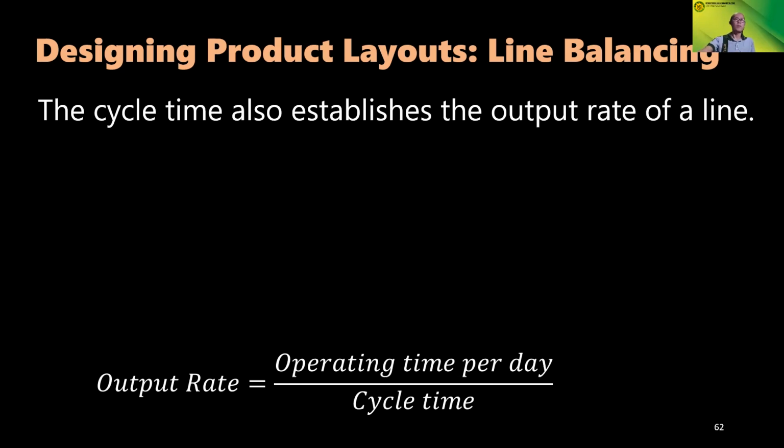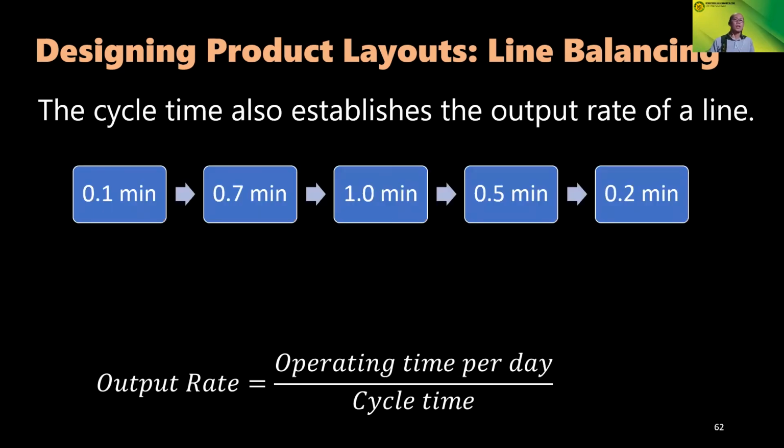Let's expand our example. Suppose that the work required to fabricate a certain product can be divided up into 5 elemental tasks with task times and precedence relationship in the following diagram. So for instance, task 1 has 1 minute, task 2 has 0.7 minutes, task 3 has 1 minute, 0.5 minutes for task 4, and 0.2 minute for task 5. The task times govern the range of possible cycle time.